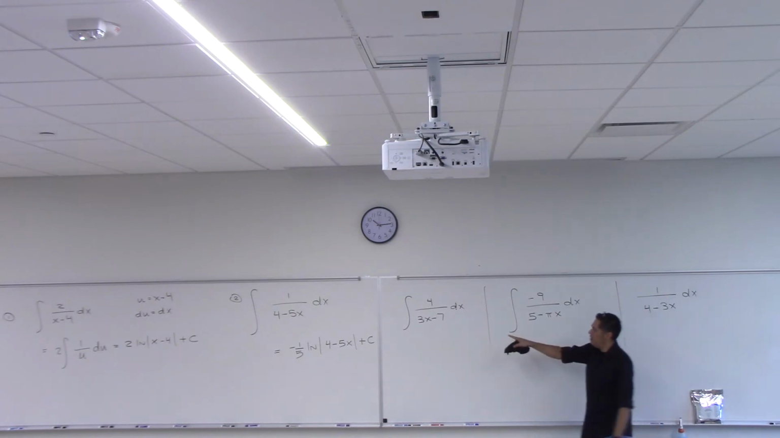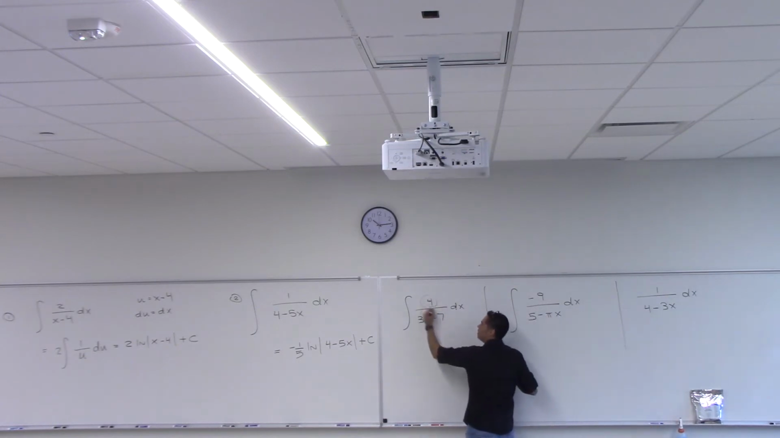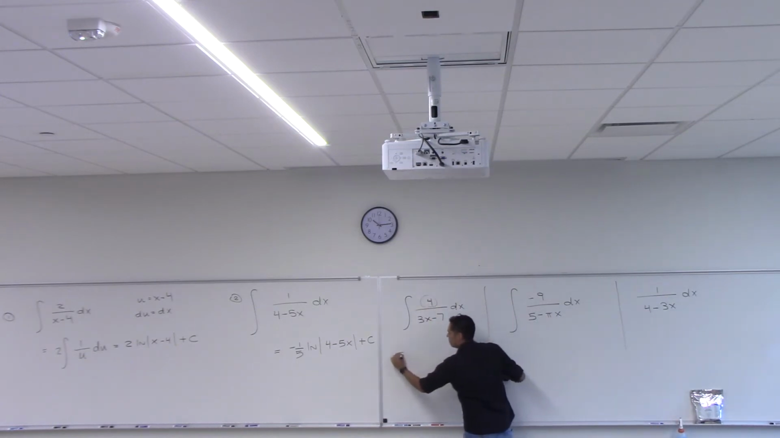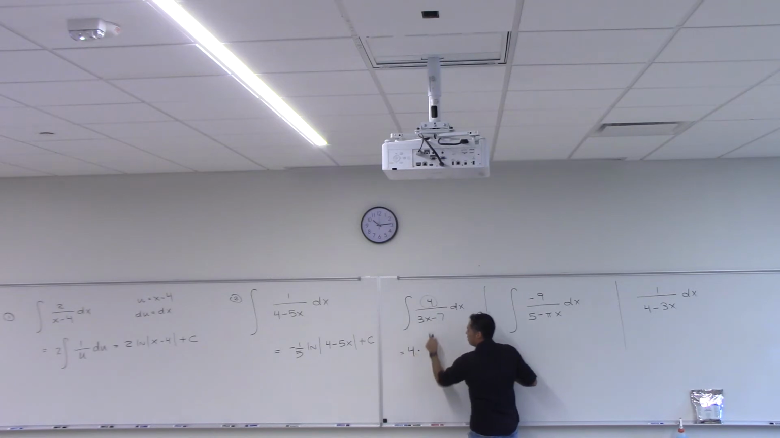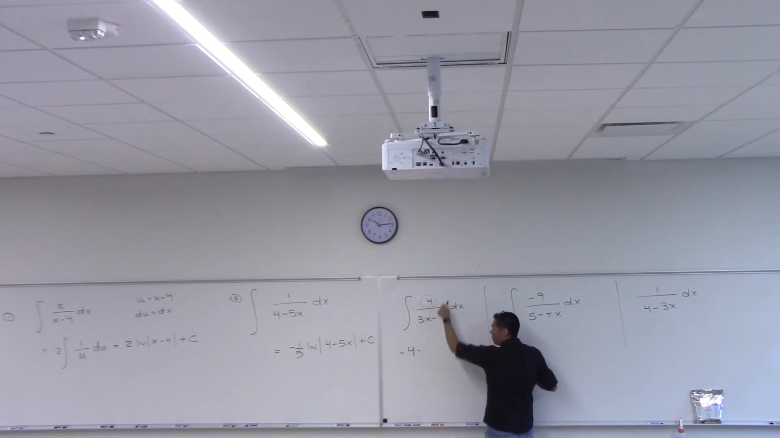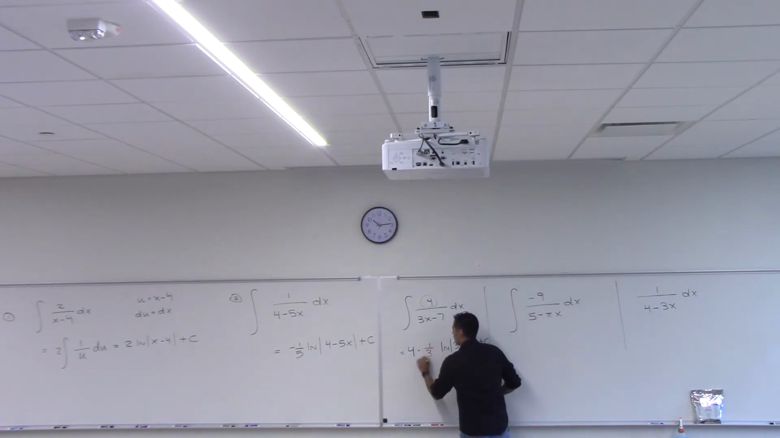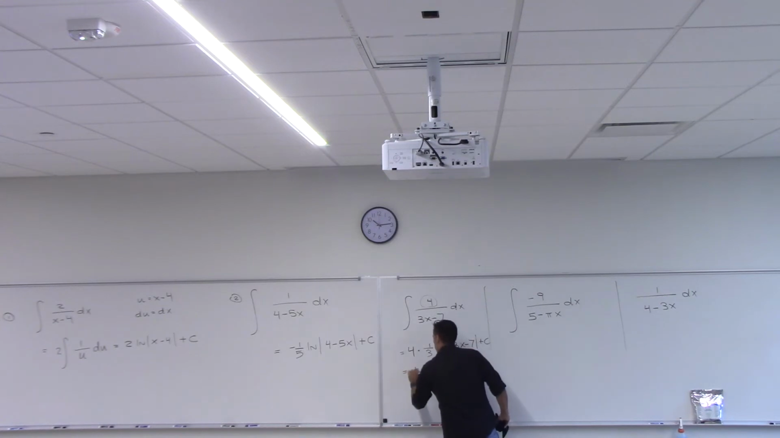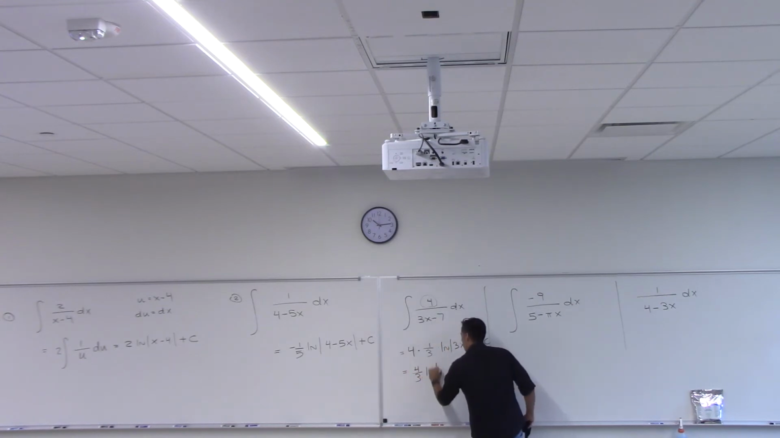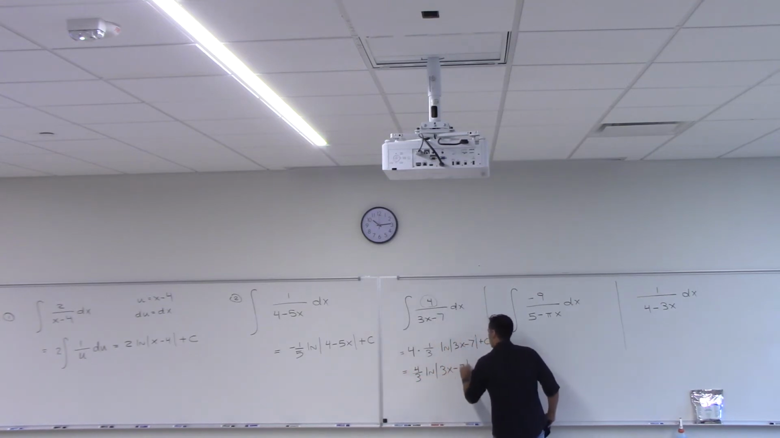So this one, the 4 on top, I'm just going to bring it out. I know that the antiderivative of 1 over this is going to be natural log of 3x minus 7 plus c, right? But what am I missing out front? A 1/3 to kill off the 3 that would come out of this with chain rule. So I need 1/3 here. So this would be 4/3 natural log, absolute value, 3x minus 7 plus c.